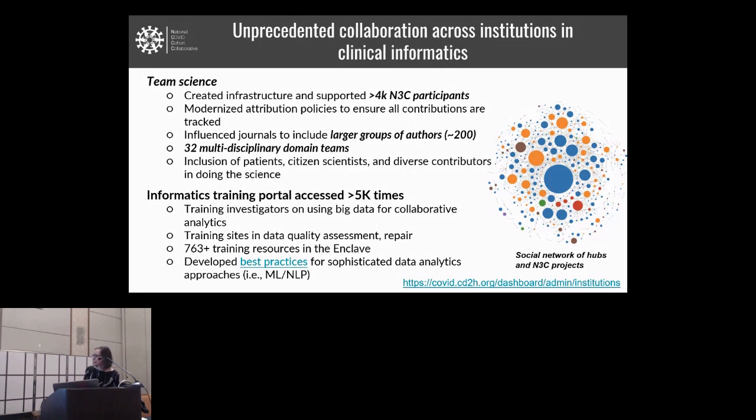If you go to that link at the bottom, again, it's the same dashboard, but there's an admin. You can play around in that little social network graph of projects and institutions showing the interoperability between artifacts, people, and resources in the Enclave. So you can start to do science about how this collaboration is actually working.